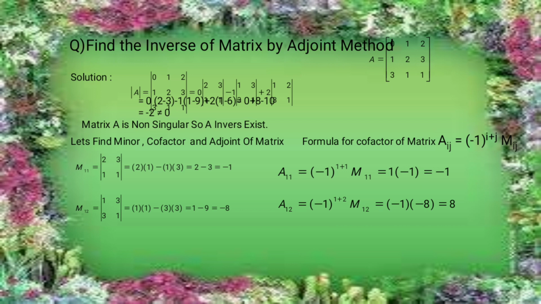Now the cofactor formula to find out A11 and A12. A11 is equal to minus 1 raised to 1 plus 1 into M11. Now M11 is minus 1 and minus 1 raised to 2 is plus 1. So the cofactor value of the A11 position is minus 1. Same way, the cofactor value of A12 is minus 1 raised to the power 1 plus 2 into M12, which is equal to minus 1 into minus 8, that is plus 8.